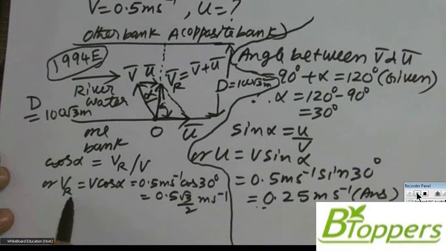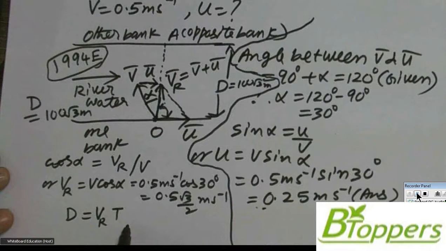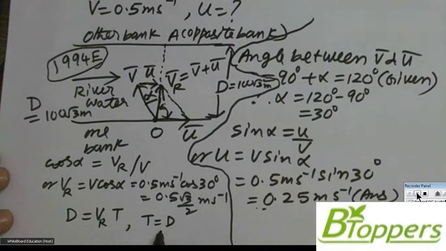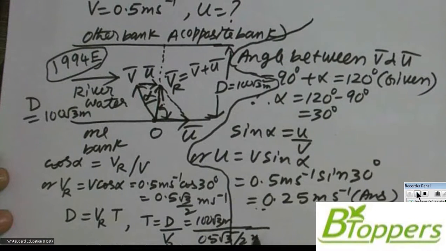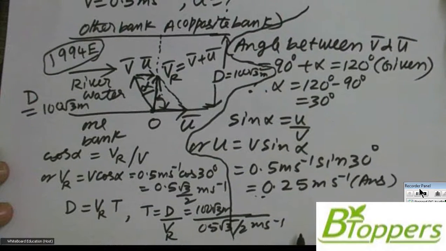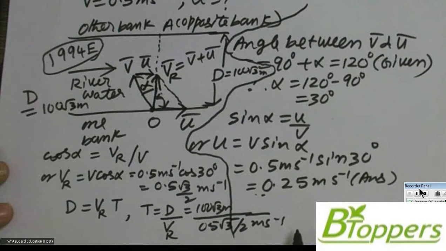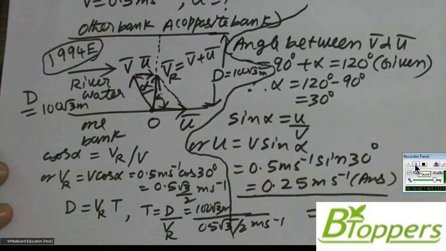Therefore, the actual distance covered is the same as the width of the river, which you can write as magnitude of the resultant velocity into time taken. Therefore, the time taken to cross the river you can write as width of the river by magnitude of the resultant velocity. Width of the river is 100 into root 3 meter. Magnitude of the resultant velocity is 0.5 into root 3 by 2 meter per second. Simplify this. Get the answer as 400 seconds.